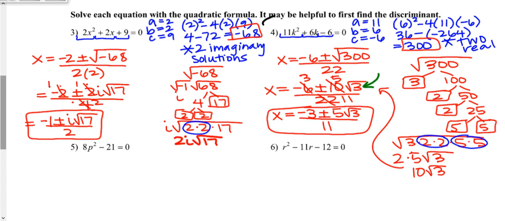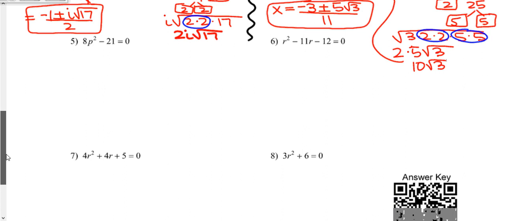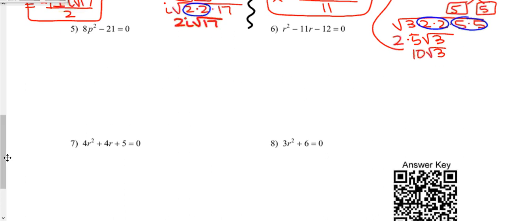I'll break this up a little bit because it was kind of long. All right, in number 5, oops. In number 5, notice I don't have a b value. I have a p squared minus 21, so my a value is 8. My b value, though, doesn't exist, and then my c value is negative 21.